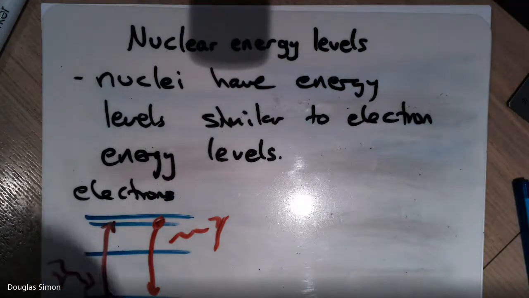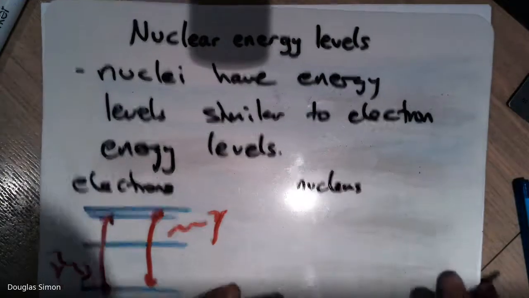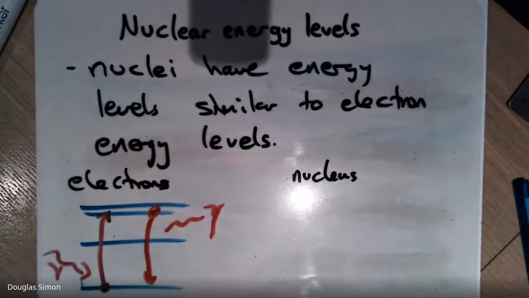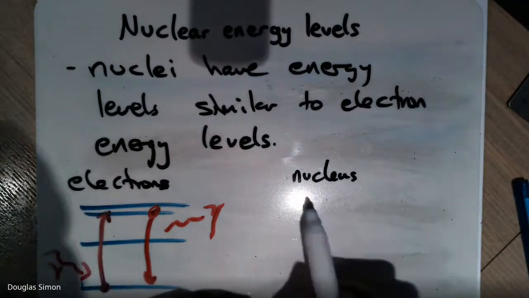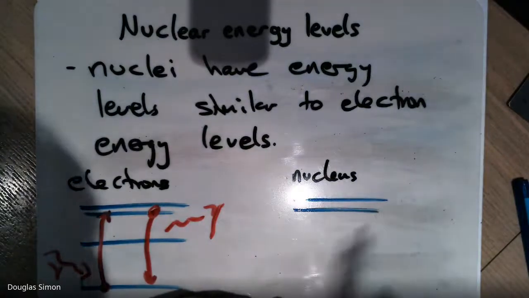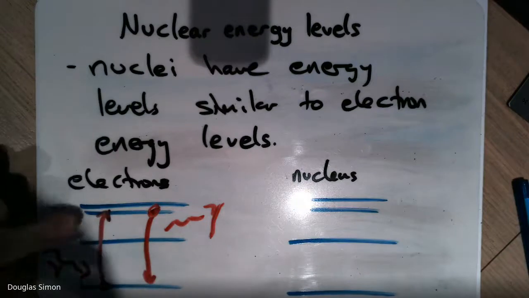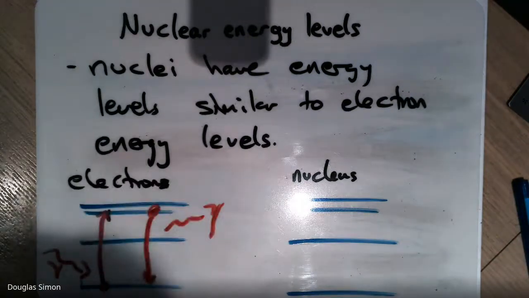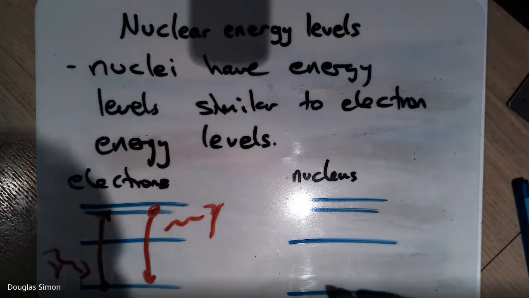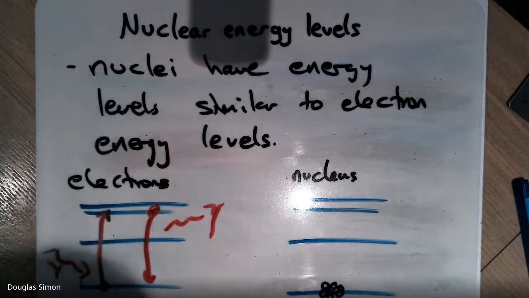For the nucleus, it's almost exactly the same. There's actually not really much difference at all, which is really quite nice and simple. We draw them in the same way. But obviously, we're not talking about electrons here. We're just talking about the nucleus as a whole. So I don't know how you want to draw the nucleus, but the nucleus as a whole.